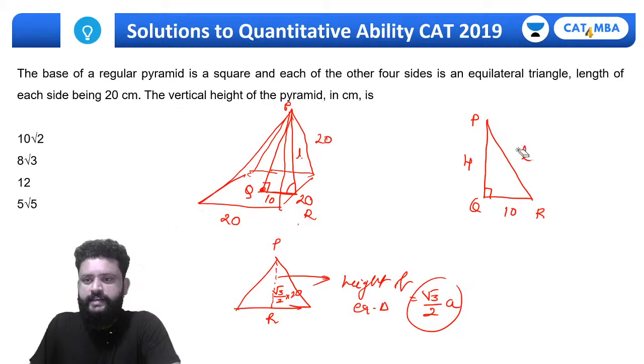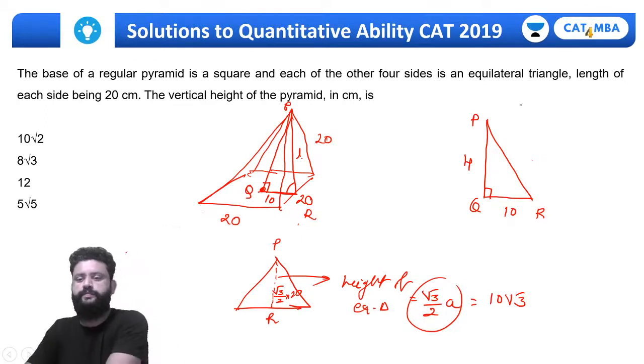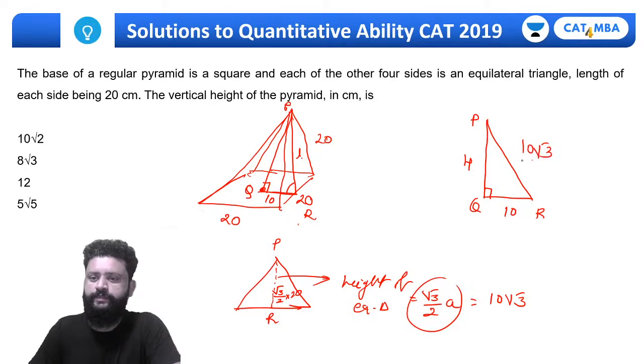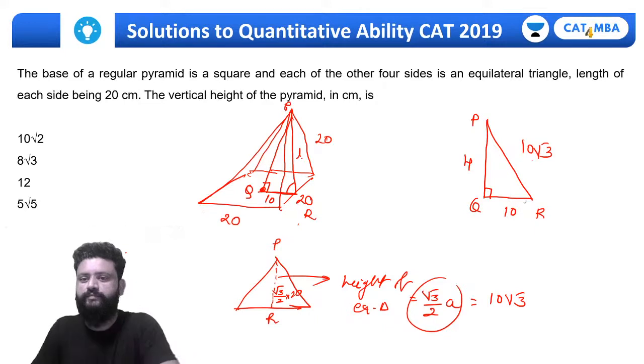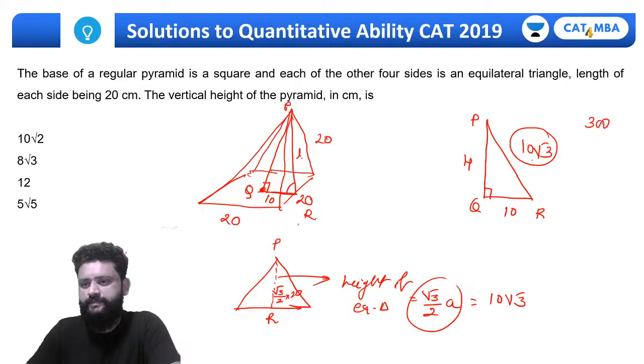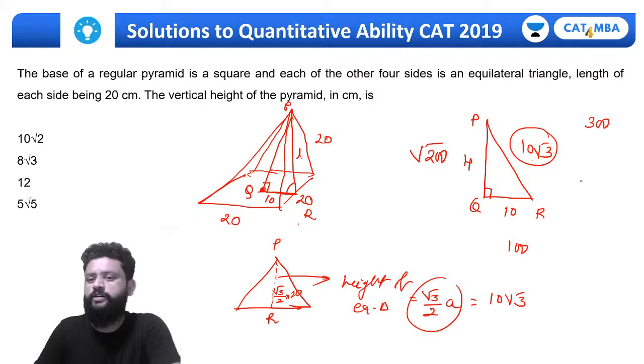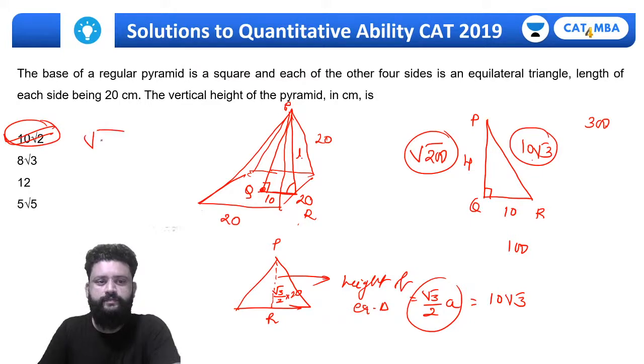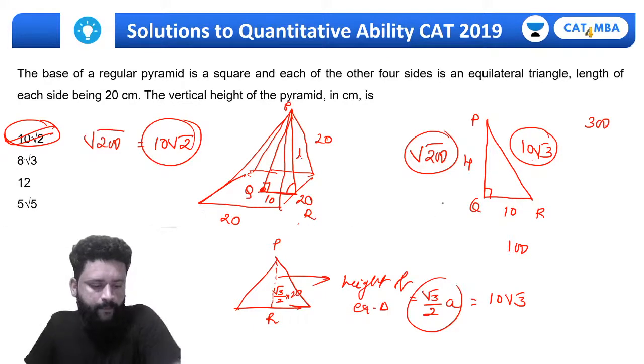So Vivek had answered it as option A. So the value of a is 20, so this is 10 root 3. So definitely square this, this is 300. Minus 100. This has to be under root of 200. Simple Pythagoras theorem. Under root of 200 is 10 root 2. That's the right answer. Correct.